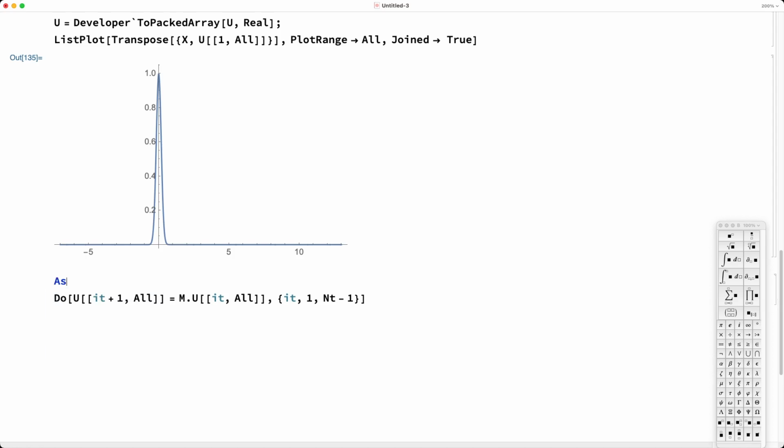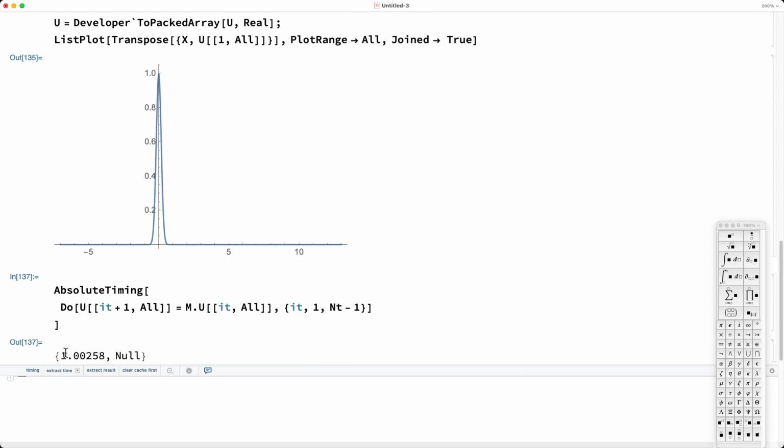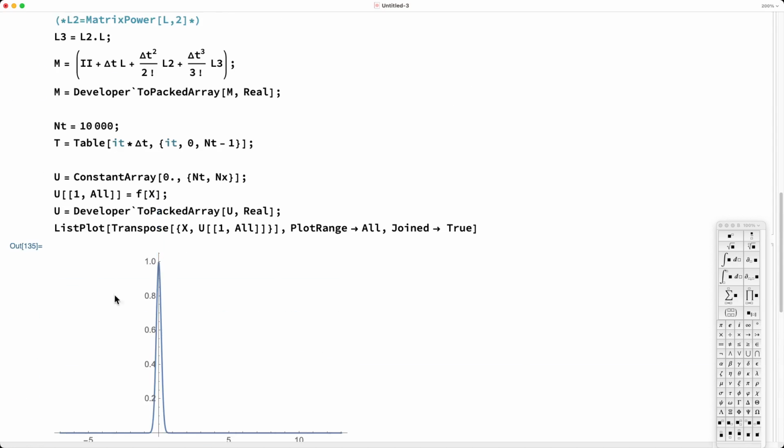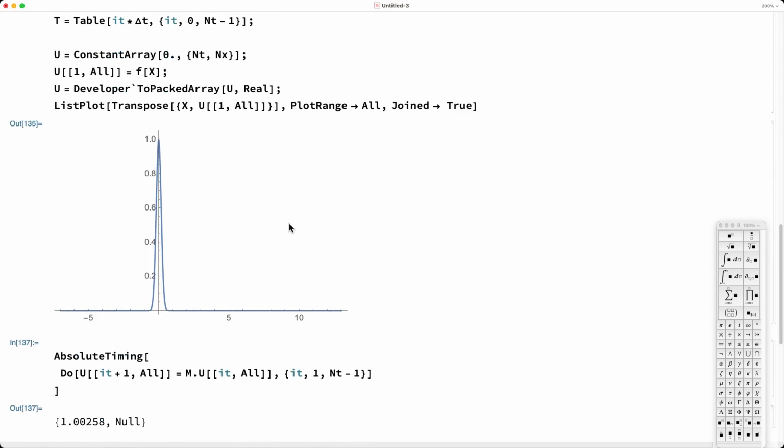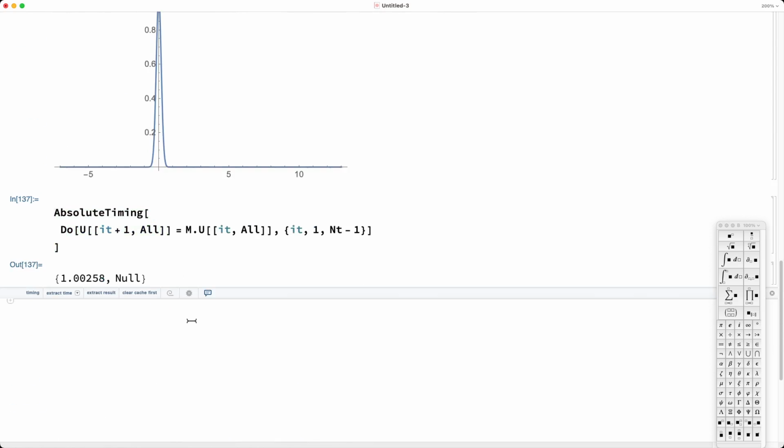Let me use AbsoluteTiming just to keep an eye on how long it takes to run this. Okay, so it took about 1 second to run this. Remember, we have a lot of time steps, 10,000 time steps. Okay, having done this, it means that the Do loop has been completed. So let's look at how the solution looks some time later.